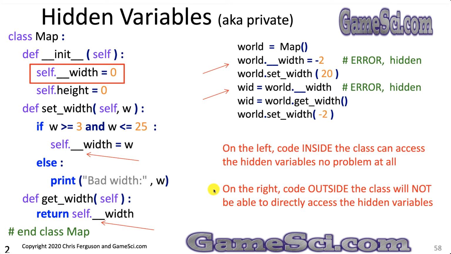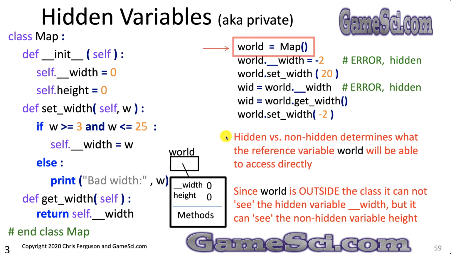On the right, code outside the class will not be able to directly access the hidden variables. This is code outside the class. If I try to get to __width, it'll be an error. If I try to use __width outside the class, it'll be an error because it's a hidden variable.